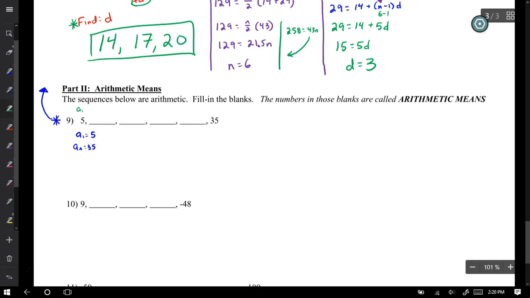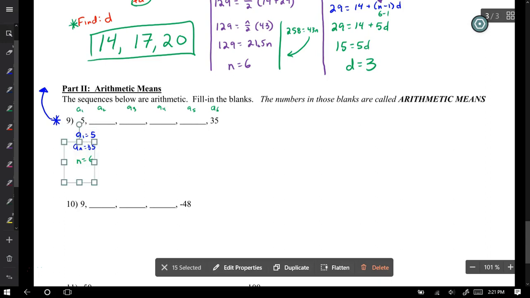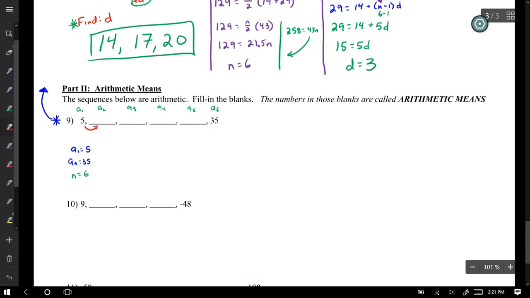So if this is A1, this is A2, this is A3, this is A4, this is A5. So A_n is 35, which is the 6th term, so n is 6. If I want to find these next terms in the arithmetic sequence, again, I think all I need to find is d. Because once I find d, it can just domino effect all the way down until it gets to 35. So let's see, do we have enough information?